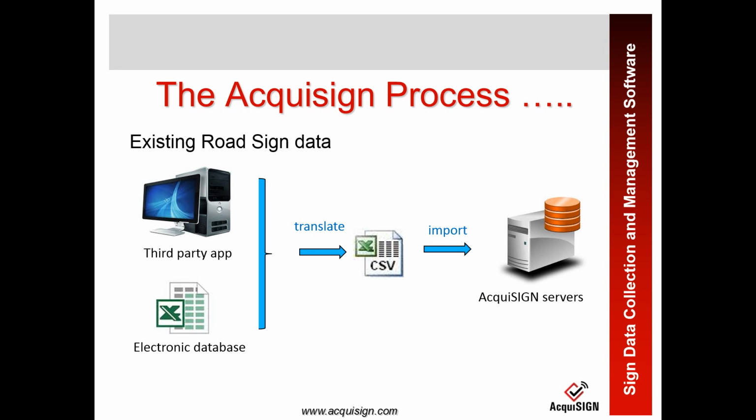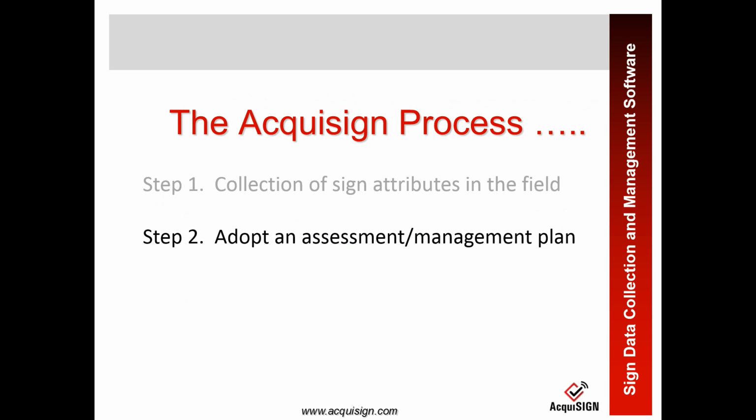Another option is for road sign data that has previously been collected and is already stored in some electronic format or database. AcquiSIGN can usually translate and import those files and images into the AcquiSIGN servers, saving customers time and data collection costs. The next step is to adopt and implement an assessment and management plan.